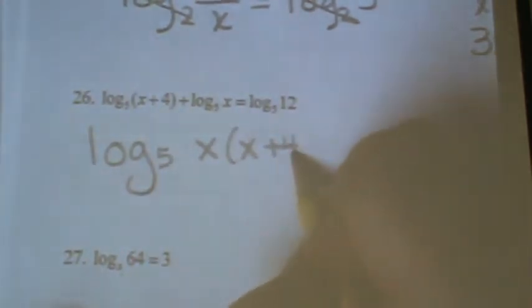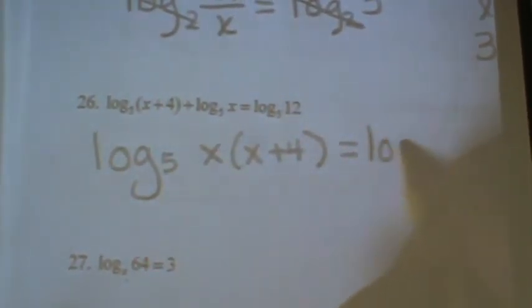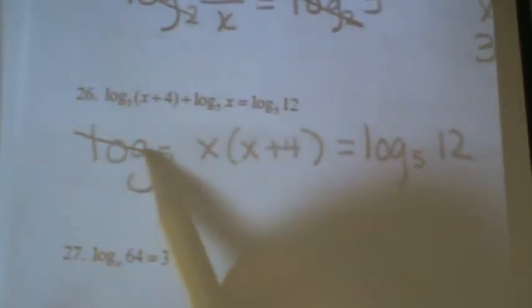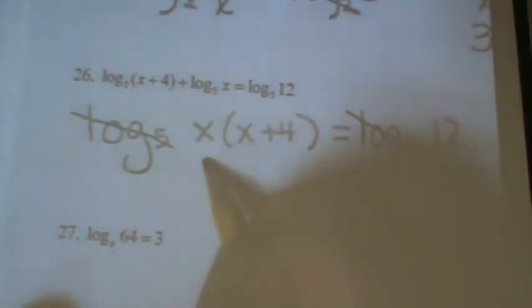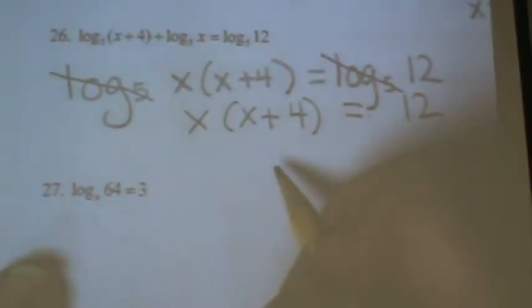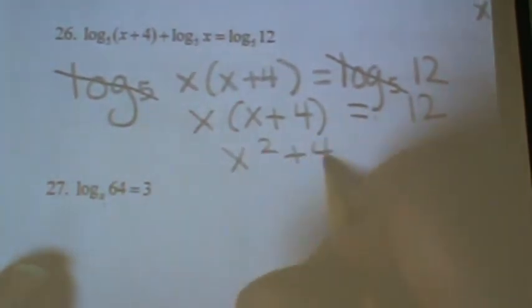Okay, 26, what are you gonna do on the left side? Are you gonna add? Okay, good answer. Not add. What are you gonna do? You're multiplying. And you cancel out your logs, get rid of them. Why? Because you got the same base and you have a match. X squared plus 4x equals 12. So you can factor. x plus 6 and x minus 2.